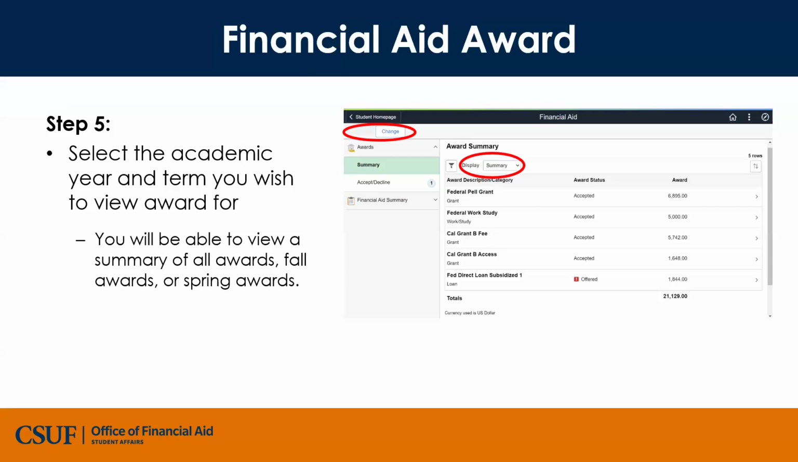After clicking on the financial aid tile, you'll be able to select the academic year and term you wish to view. Here, you'll be able to view a summary of your entire financial aid letter for the academic year, or a condensed view of fall or spring award.